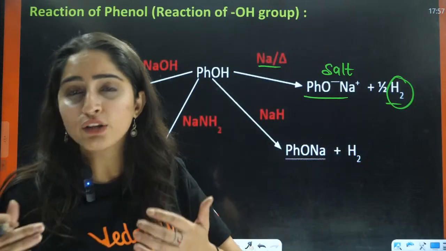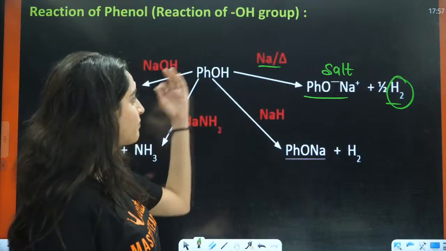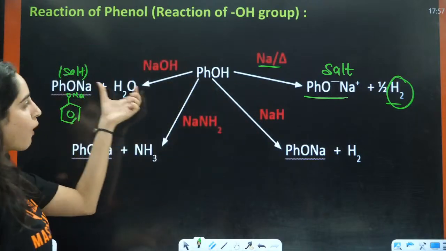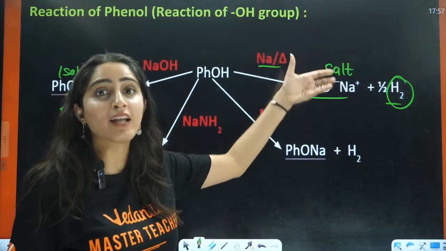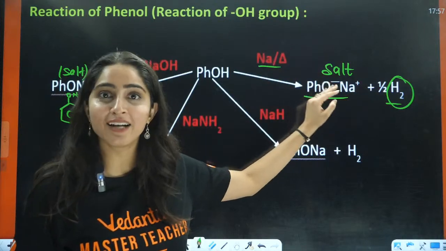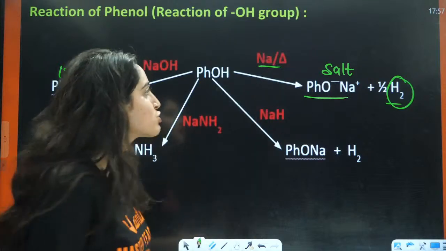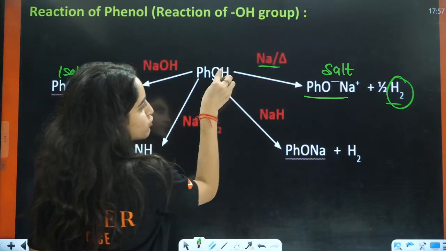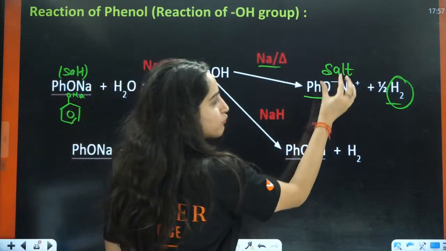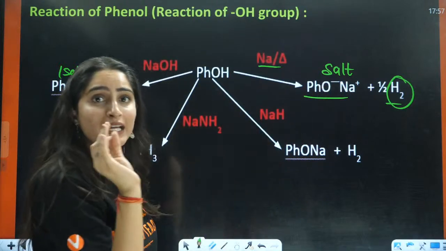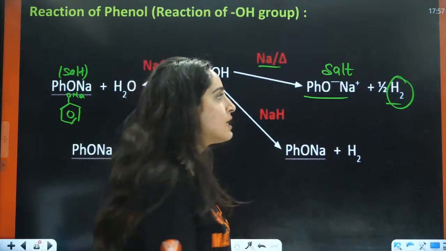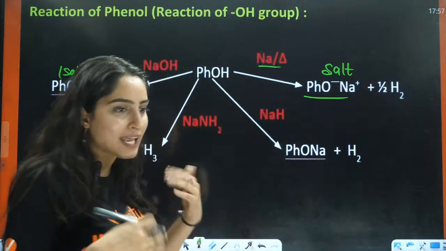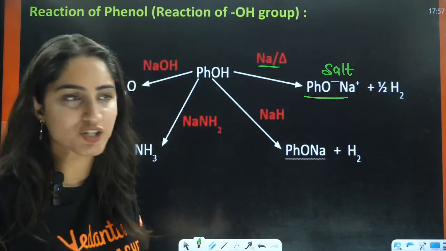In 9th or 10th, you must have done that when an acid and a base react, they give you a salt and water. When an acid reacts with any metal, it will give you hydrogen gas and the corresponding salt. So this Na positive is going to replace H positive. Here you will have the formation of a salt, that is sodium phenoxide, and hydrogen gas will be liberated. This tells you that phenol is acidic in nature.